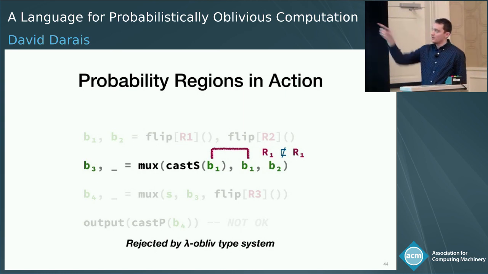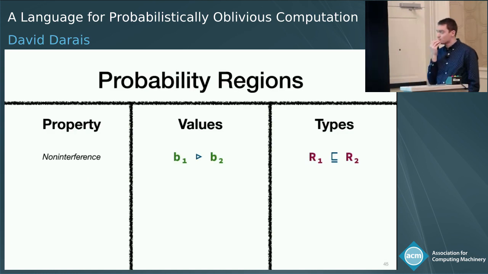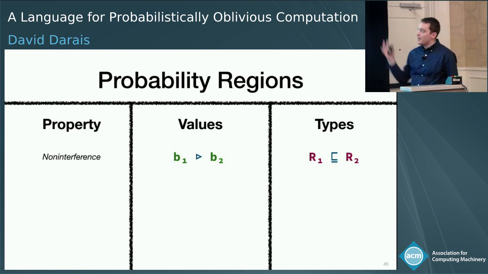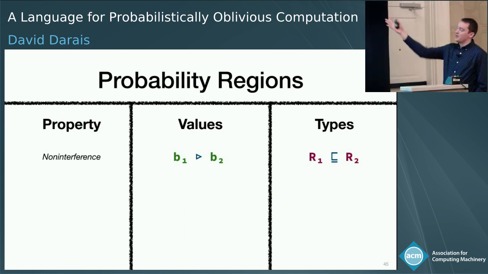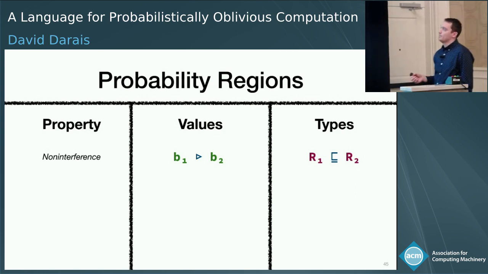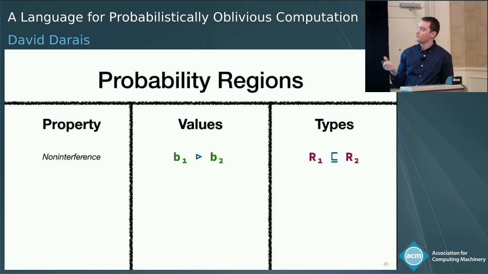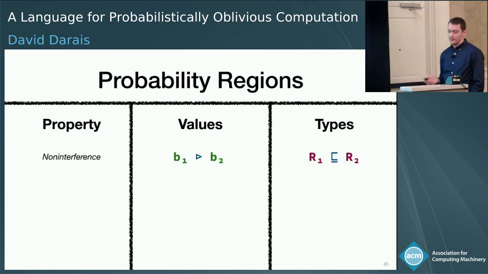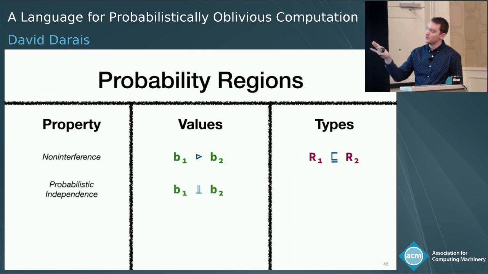And I want to say something a little more about this region ordering and what it means semantically. So a lot of us are familiar with standard non-interference. There's a semantic notion of dependence or non-interference on values. B1 depends on B2. And this generalizes naturally in a static type system with some lattice-based approximation for dependence, where the semantic notion of dependence is reflexive and transitive, and you have this nice reflexive and transitive relation in your static approximation. Now, the property we care about is probabilistic independence.